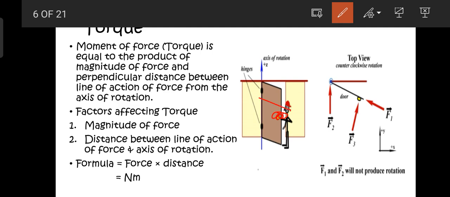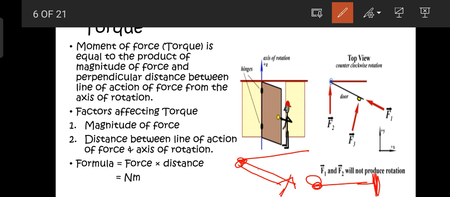Okay, far from the axis of rotation. The least force needed: if we have to put less force, we have to put the force away from the axis of rotation. Therefore the handles are given away from the axis of rotation, at the end of the door, at the free side of the door.